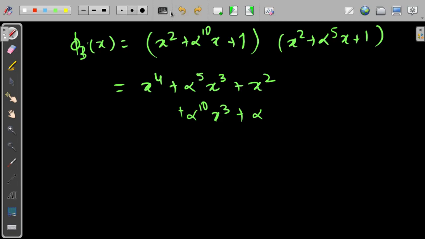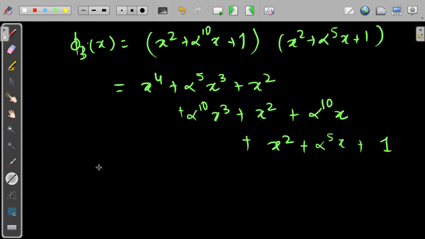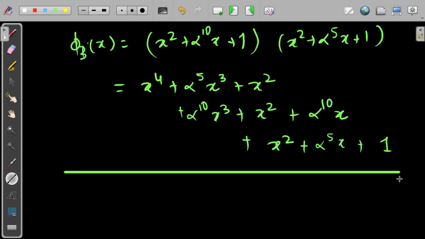So I will get only x square here, and then if I will multiply alpha 10x into 1, I will get alpha 10x. In the third case, I will be getting x square here, and then I will get alpha to the power 5 of x and then 1, right? So if I will add them together, the result is going to be fairly simple, right?